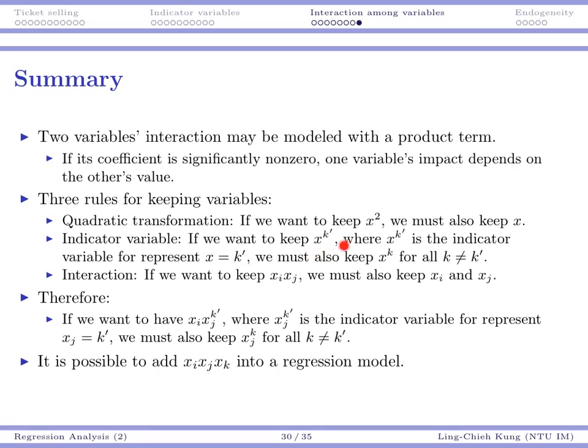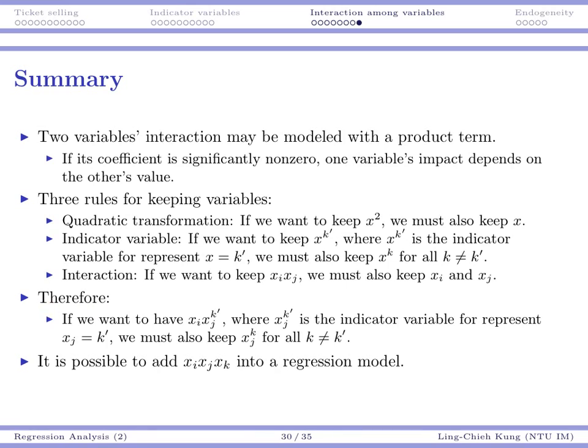If we want to keep x_k', where k' is one of the indicator variables, then we must also keep all other x_k. If we want to keep one indicator variable, we need to keep all. We have interaction. And if we want to keep x_i x_j, then we must also keep x_i and x_j, even if x_i and x_j are not significant, because we need those coefficients so that when we make interpretations, that makes sense. That's the true thing we want to identify.